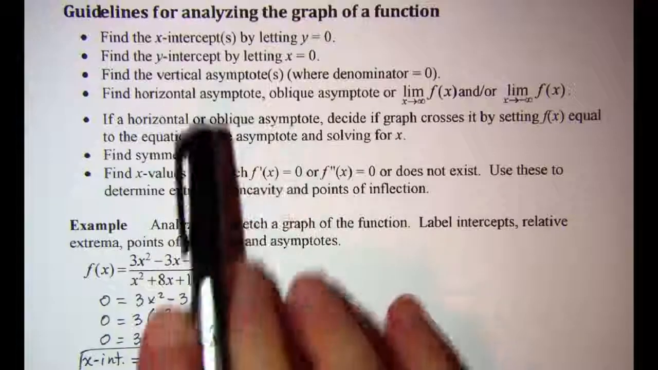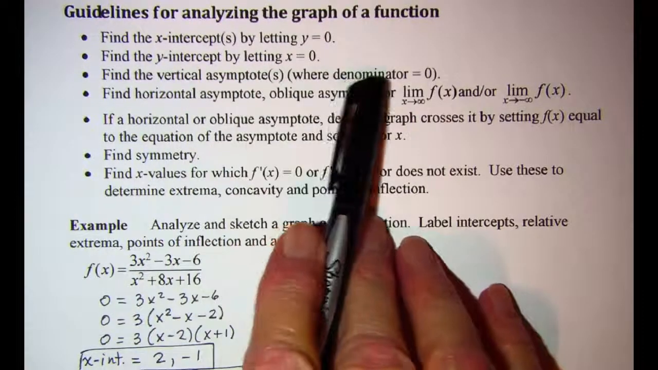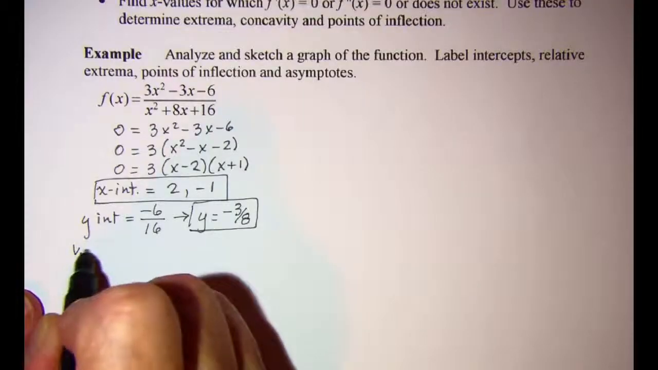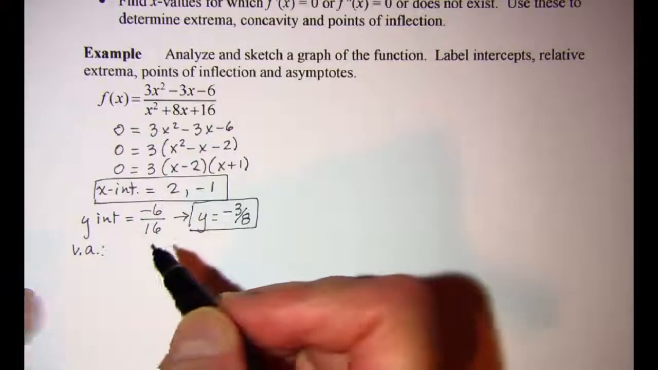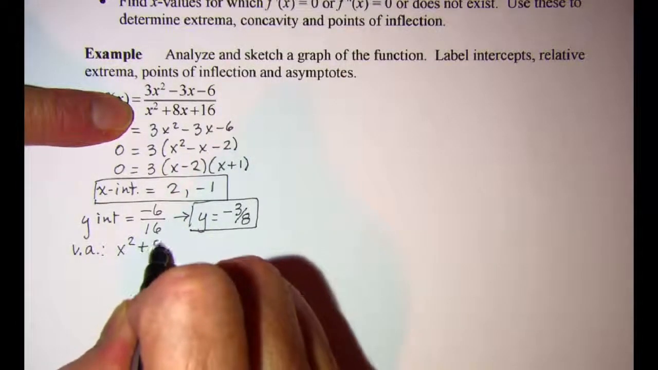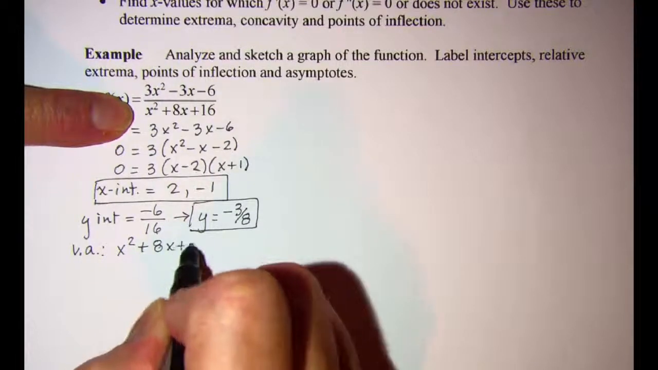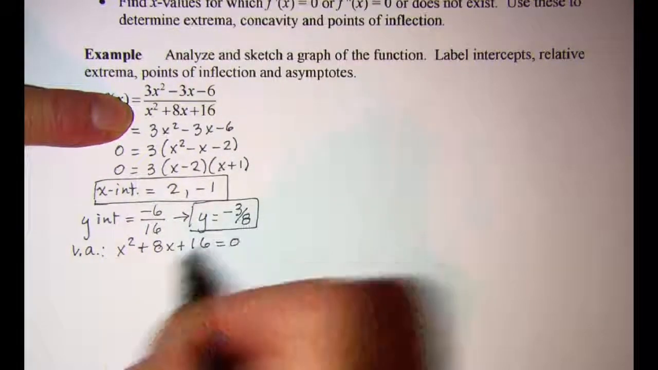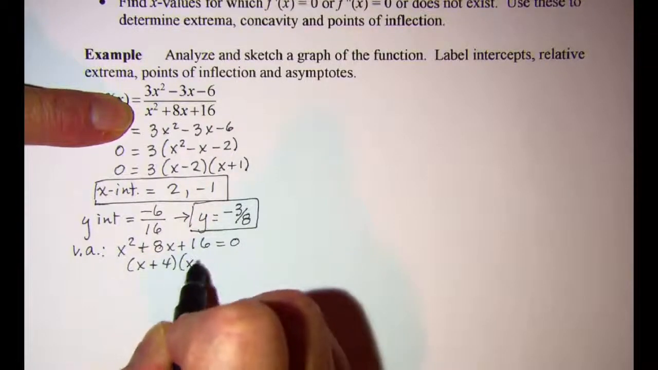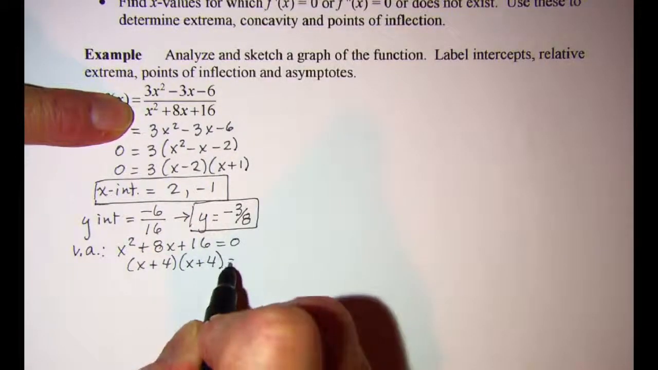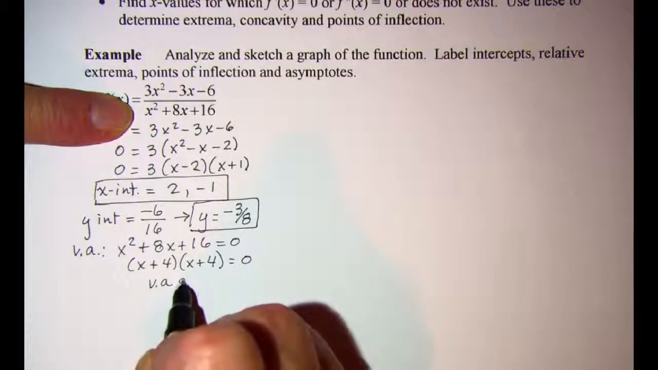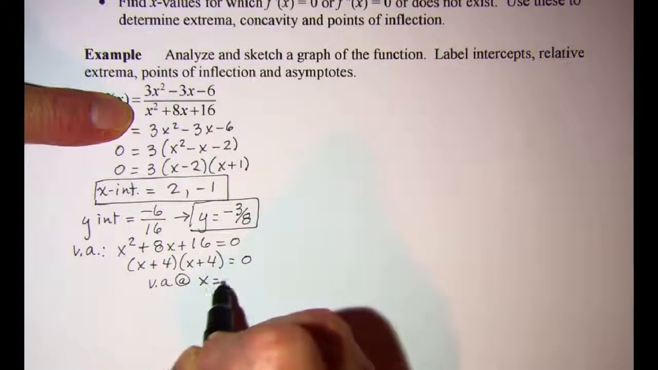Our next step is to find the vertical asymptotes by letting the denominator equal 0. So x squared plus 8x plus 16 equals 0. This factors x plus 4 times x plus 4. So I have vertical asymptotes at x equal negative 4.